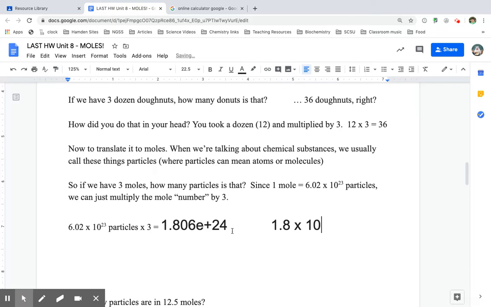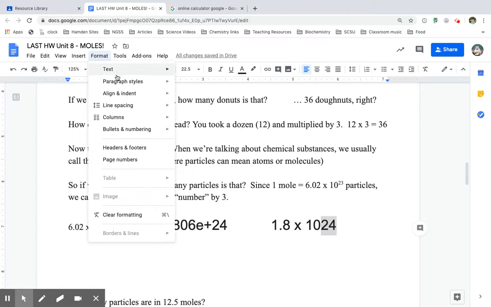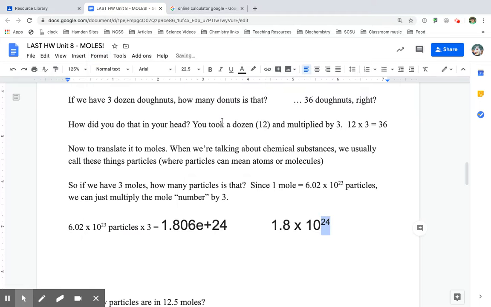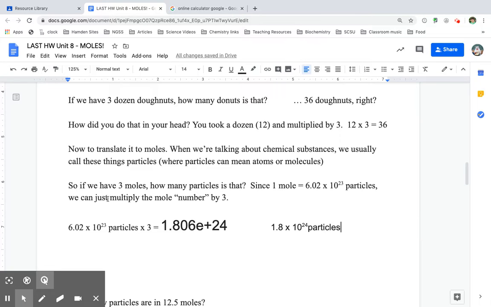So this is what number our calculator spits out, but we're going to translate this into scientific notation. 1.8 times 10 to the 24th. Remember, we want to put this as our exponent. You do format, text, superscript. 1.8 times 10 to the 24th particles. And that's our answer. That means that 3 moles is 1.8 times 10 to the 24th particles.